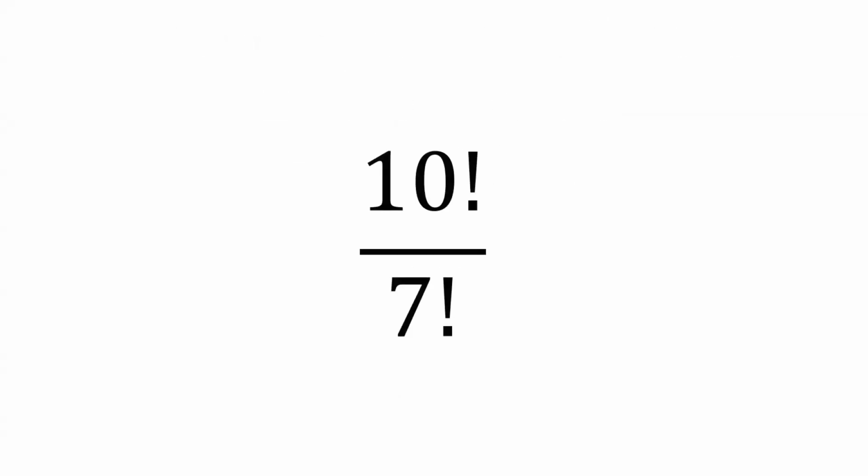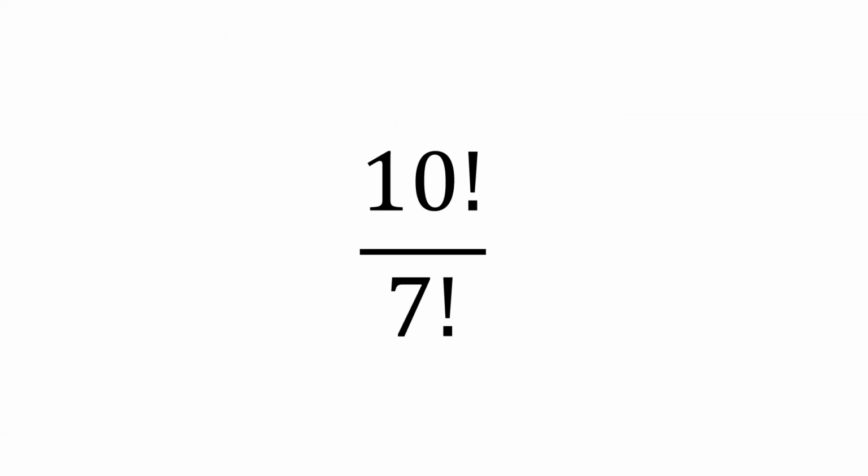Let's say we have 10 factorial over 7 factorial. This is such a big number. 10 factorial is so big. Like 6 factorial is already 720. Imagine 720 multiplied by 7, and then multiplied by 8, and then multiplied by 9, and then multiplied by 10. That's too much. So what do we do here?